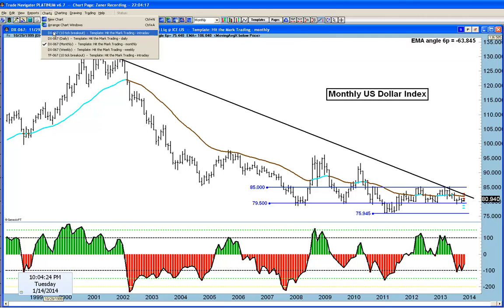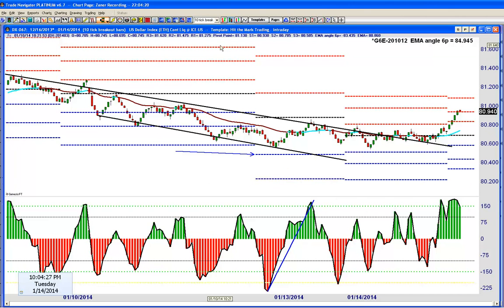Okay, let's look at the intraday chart. Remember, I look at a 10 range bar chart. Okay, we had drawn this line last night. I just extended it a little bit before this recording. And you can see that we chop. So all of a sudden, we broke up through the line and we came up to R2. Now that's a strong move.